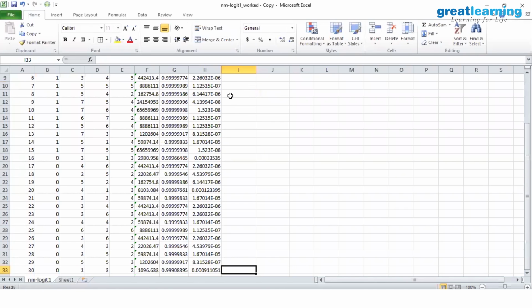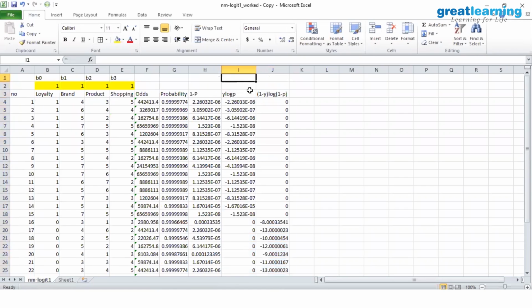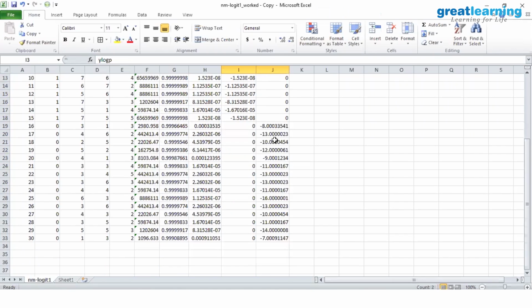So you can see the beauty here. When the value is 1, this becomes 0 and this is present. So your equation does not get void. Since in classification it is either 0 or 1, your equation does not get void. That is the main reason we are using y log p and 1 minus y log 1 minus p.